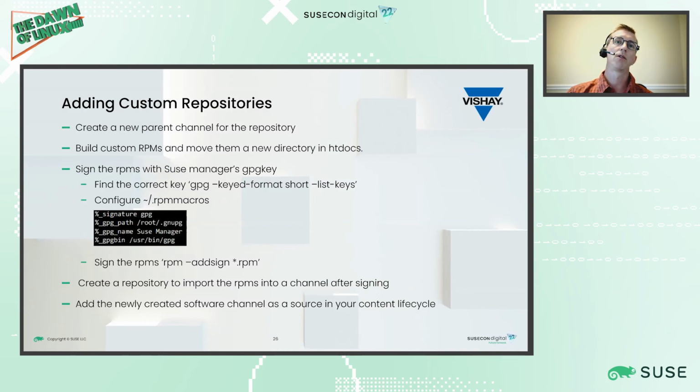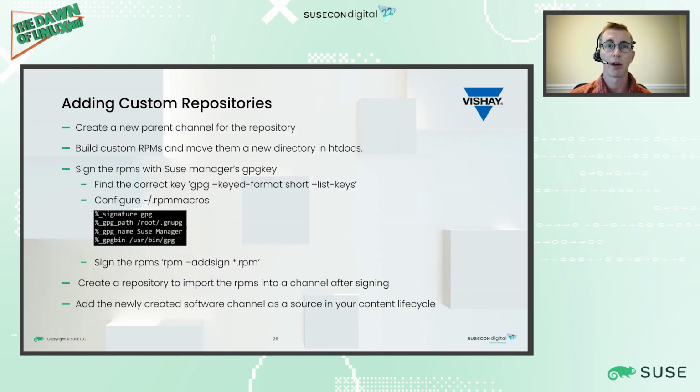The one catch is that if you create your own RPM, you're going to have to sign it with a GPG key. I like to sign it with SUSE Manager's GPG key since most of the minions already have that key imported. I put a few commands in this slide that you can use to configure your environment and then sign RPMs with the SUSE Manager key. Once you have the RPM signed, you can use the createrepo command to make it available for SUSE Manager. Import it as you would an external repository, only pointing to SUSE Manager's web server, and then you can just push it out as a source.